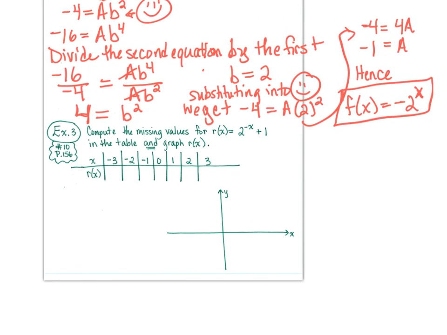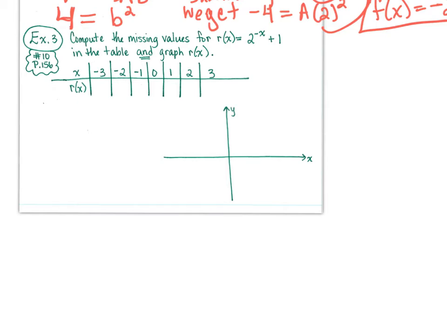Now, compute the missing values for r(x) equals 2 raised to the -x plus 1 in the table and graph r(x). Would you like a minute to try it? Okay, go for it.